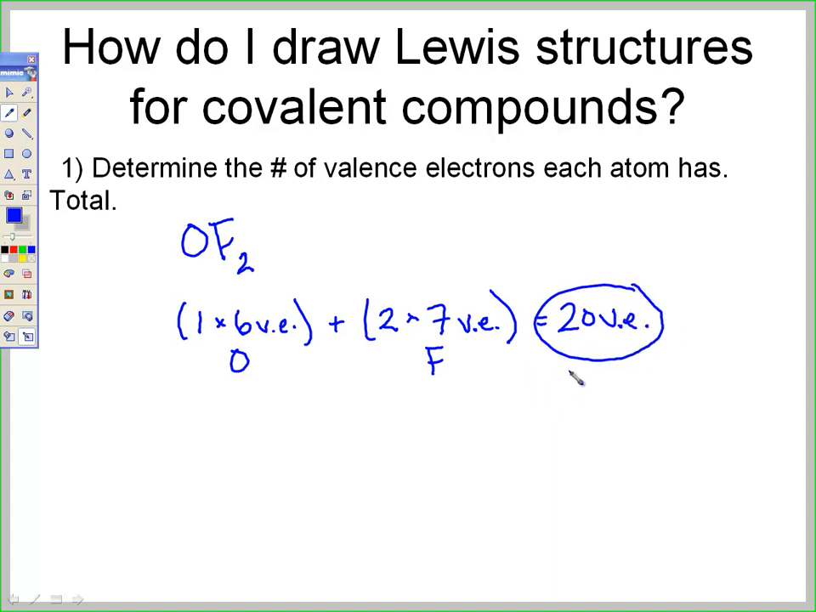And that number is really important. We need to make sure that when we're done in our drawing, we have exactly that number of valence electrons, because that's what we actually have.